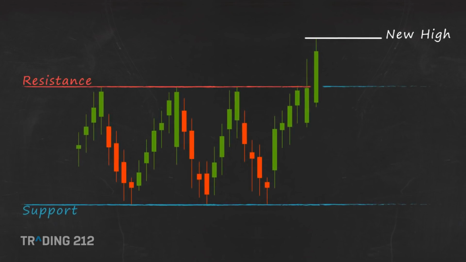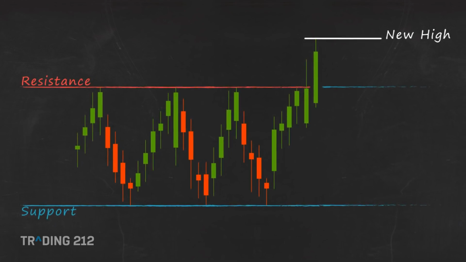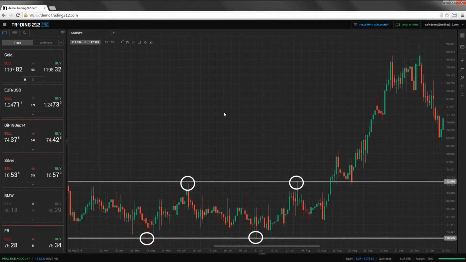Let's go to the Trading 212 Pro platform to illustrate a real live example of trading a breakout. Here we have the US dollar Japanese yen chart in candlestick mode at a one-day time interval. Each candlestick represents the trading activity of one day.